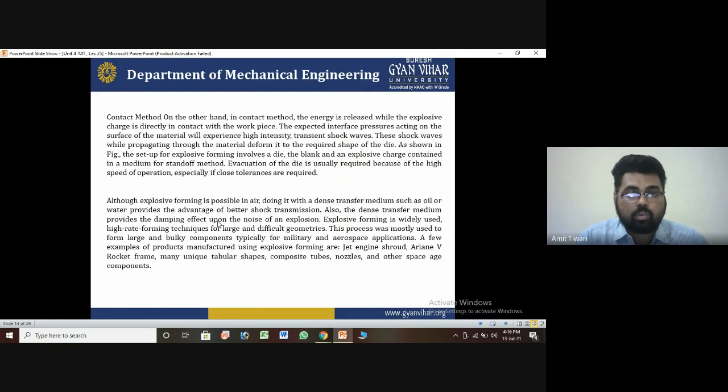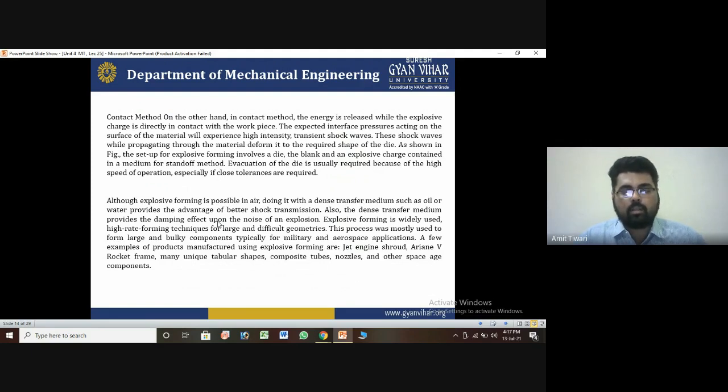This shock wave, while propagating through the material, causes deformation, or it can provide the shape of the die, as shown in the figure. The setup for explosive forming includes a die. The die is usually required because of the high speed of the operation, especially when close tolerances are required. Explosive forming is possible in air.